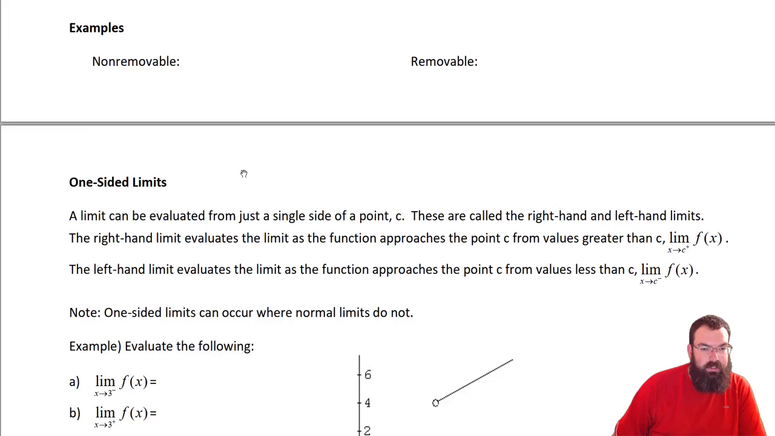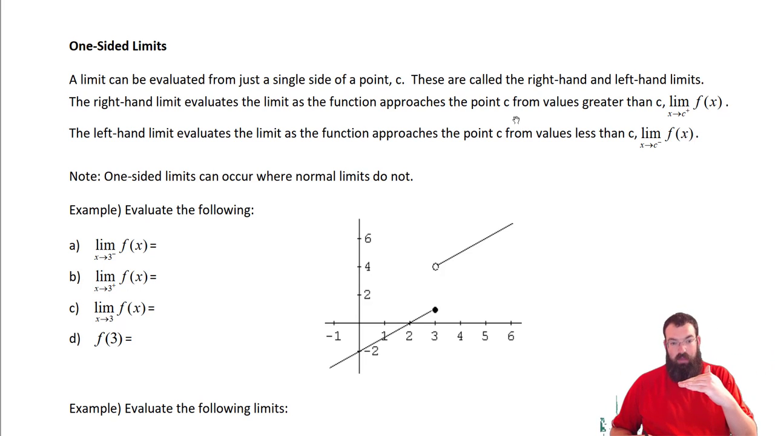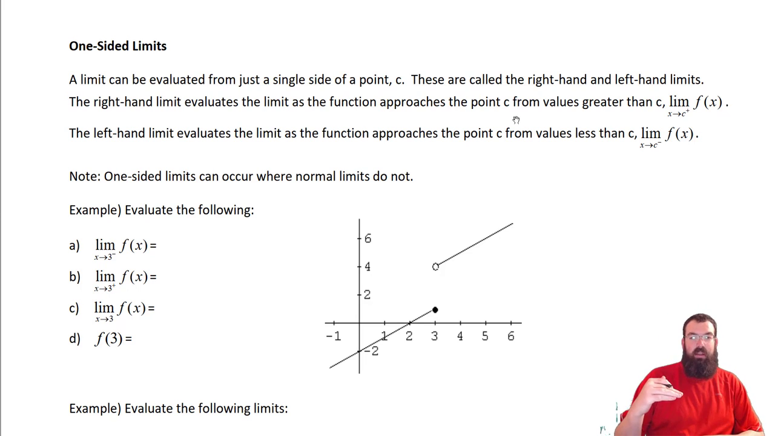All right, fantastic. One-sided limits. Let's go. Piece of cake. A limit can be evaluated from just a single side of a point C. So left hand versus right hand. Okay, the right hand evaluates the limit as the function approaches C from the right. So my right is this way, but your right is this way. So it's coming this way. And then the left hand evaluates it from the left. Hopefully I did that right. Hopefully when I mirrored everything, it worked out right.